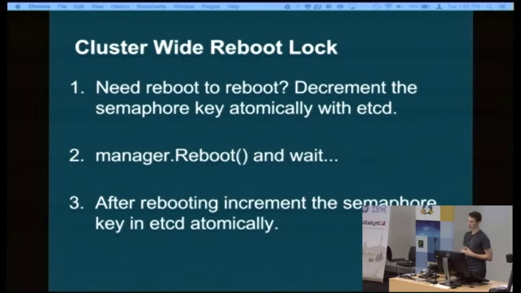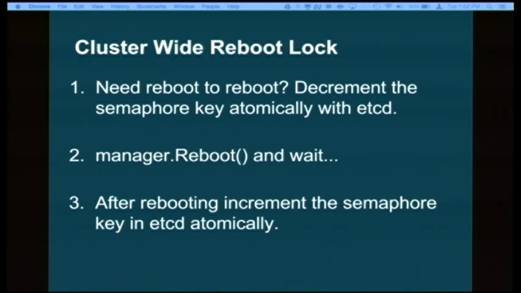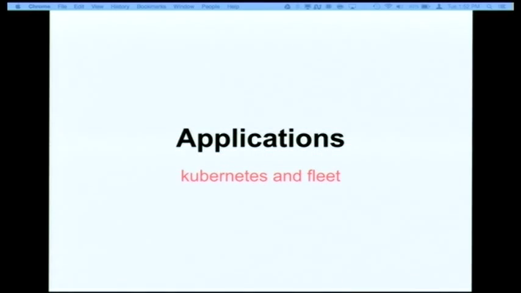And the algorithm that Locksmith takes essentially is, I need a reboot, decrement the semaphore that's held in etcd, reboot the host, and then once you come back across the reboot and you're running the new version of CoreOS, unlock the semaphore from etcd. And that's the basic operation.